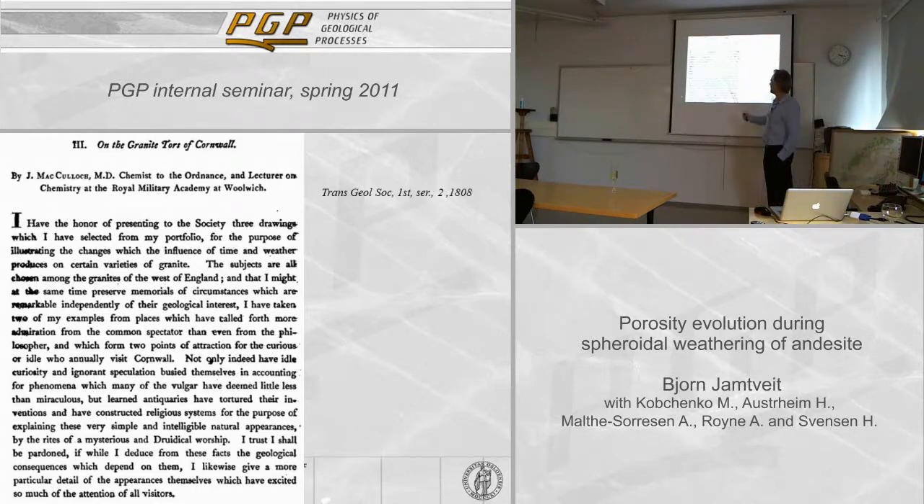So then he also concludes that when trying to understand this, there is idle curiosity and ignorant speculation in accounting for phenomena which many of the vulgar, as he didn't count himself as one of those, have deemed little less than miraculous, and ascribed, among other modes, to the rites of mysterious druidical worship. So that's the first model I found on the origin of spheroidal weathering. It's the action of this druidical worship.